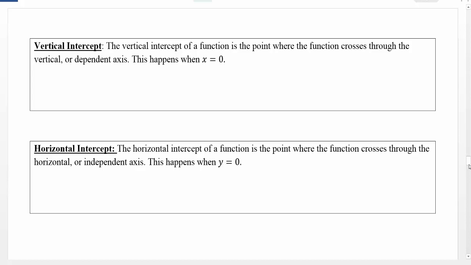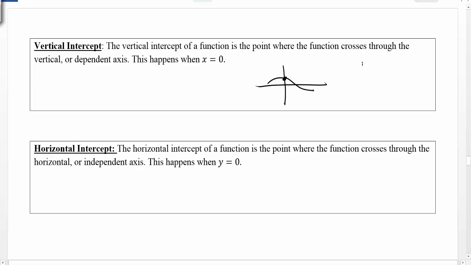The vertical intercept of a function is the point where the function crosses through the vertical or dependent axis. This happens when x equals 0. In general, what this is going to look like is going to be where we cross through the vertical axis.